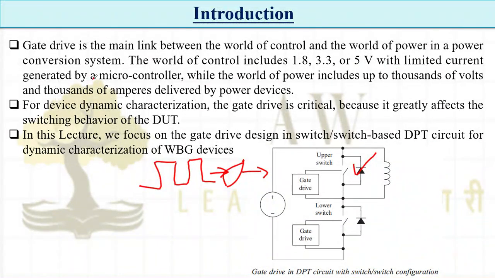The world of power includes up to thousands of volts and thousands of amperes delivered by the power devices. For any device characterization, the gate drive is critical because it greatly affects the switching behavior of the device under test. How you give the pulses to the device is very important. Accurate pulse generation, and accurate pulses delivered with very little loss, is very important. That is why the gate drive is a very important thing.